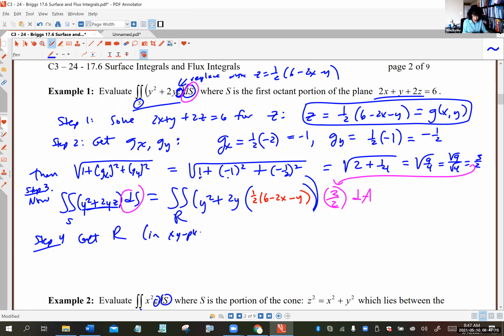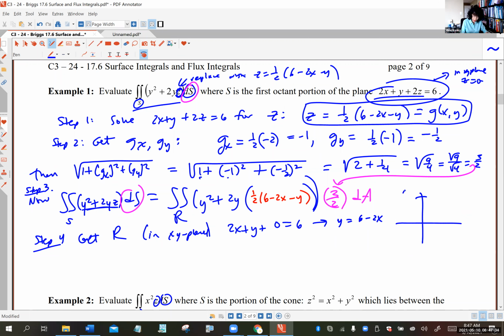Well, if you project this plane equation down onto the xy plane, so in the xy plane, we know that z is equal to 0. So if you force z equal to 0 in that equation, you'll get this. And if you solve it for y, you get y equals 6 minus 2x. So that looks something like so. And they did tell us the first octant. That's important because that means we're going to be stuck in the first quadrant. So here is the region R. And this line is y equals 6 minus 2x's graph.